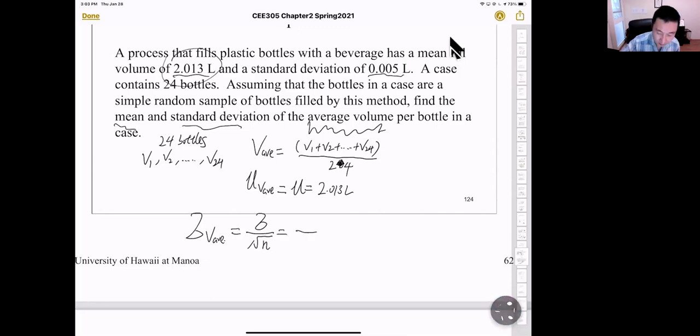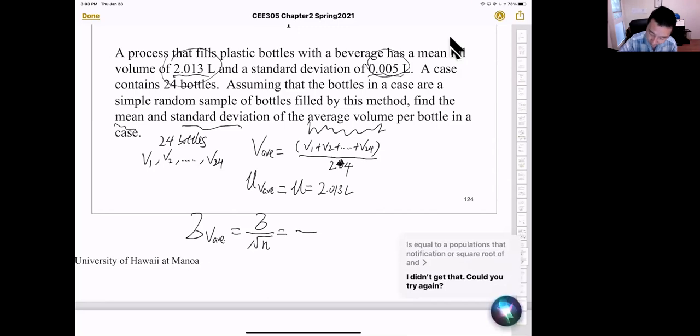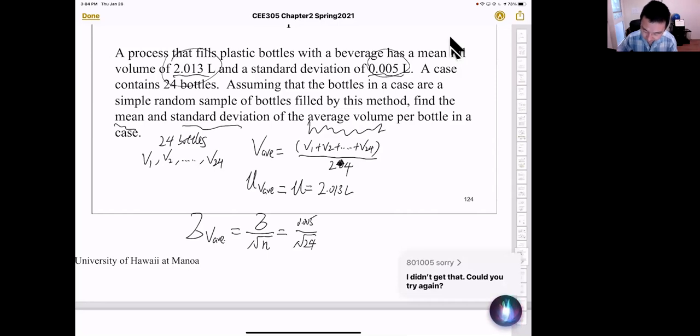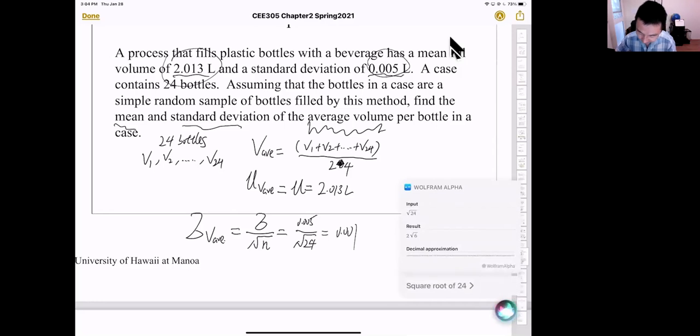So the population standard deviation is 0.005. The sample size is 24, so we divide by the square root of 24. The square root of 24 is approximately 4 point something.